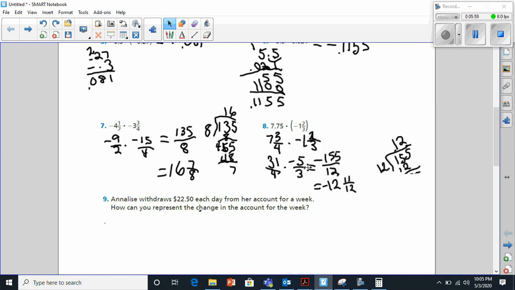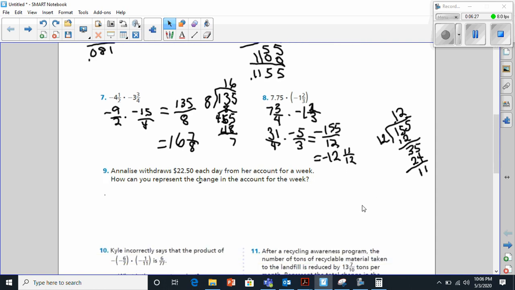So there's really -5 over 3. 31 times -5 is -155, and 4 times 3 is 12. And when you take 155 and divide it by 12, you get 12 with 11 left over. So this is going to be, remember, positive times a negative makes a negative number, -12 with 11 over 12 left over.